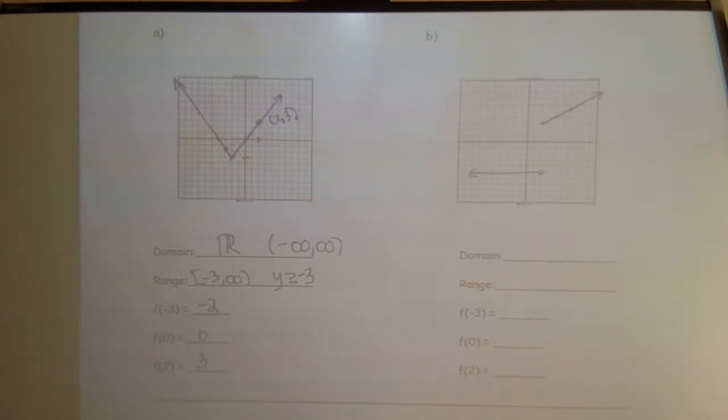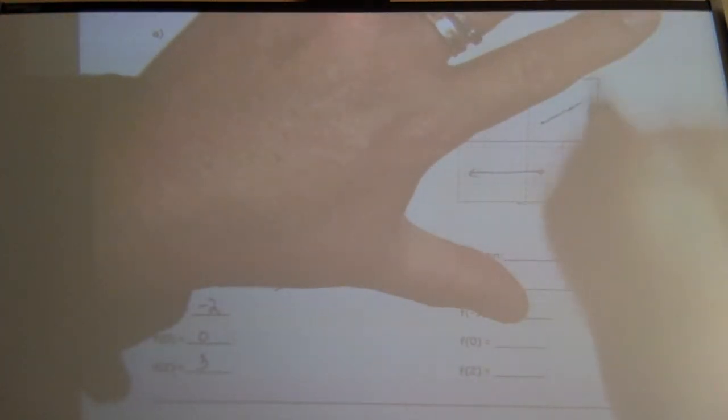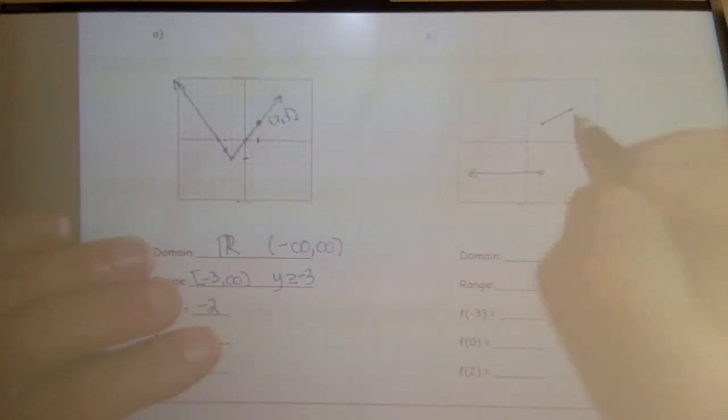Okay, for the next one, what's your range here, or what's your domain? Oh, let's fix this a minute. I didn't mean to do that. You meant to go the other way? I want the graph to stop right there. This graph to stop right there, sorry.